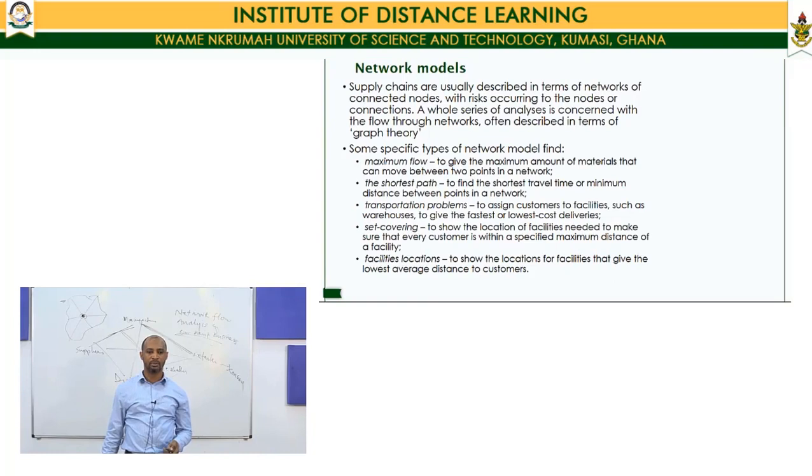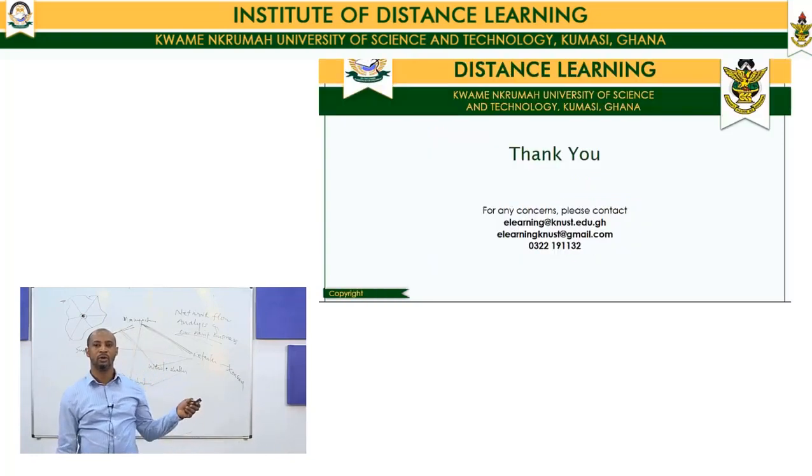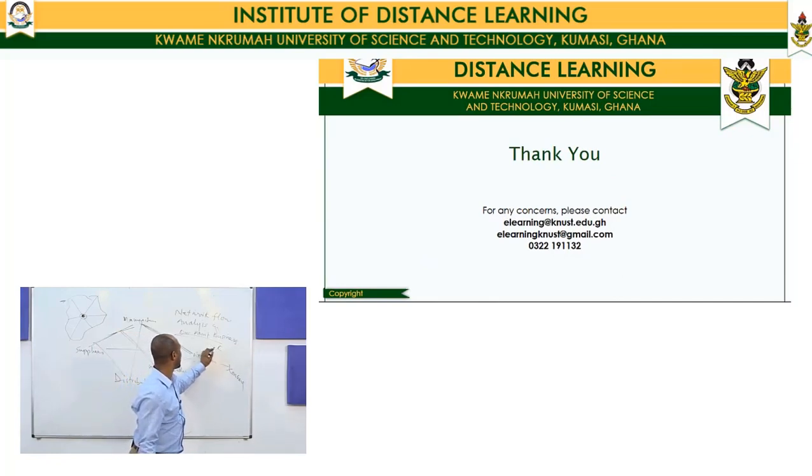So you are looking at the maximum flow, the shortest path, the transportation problem, the set covering, and the facility location. Make sure you do this. We are stationed in Kumasi. So our station is Kumasi, and we are going to receive our supplies from any part of Ghana that has it.